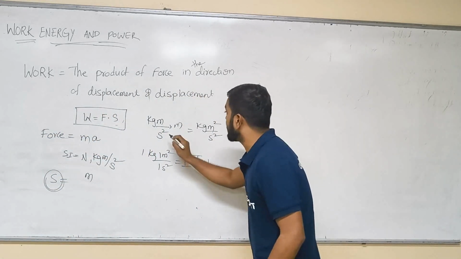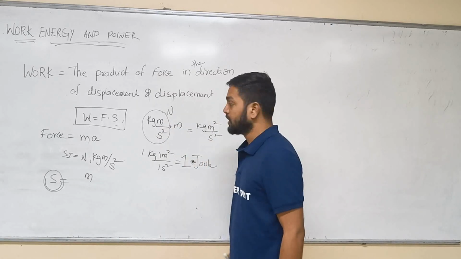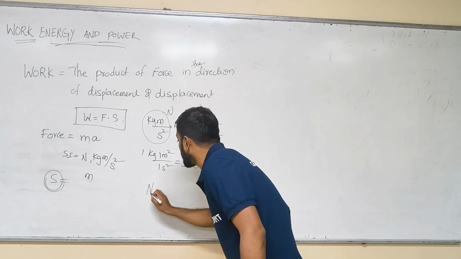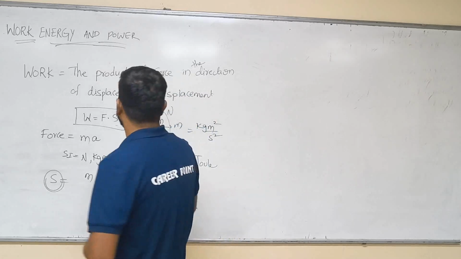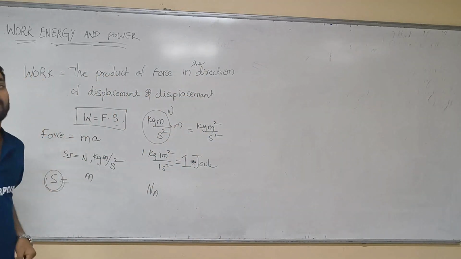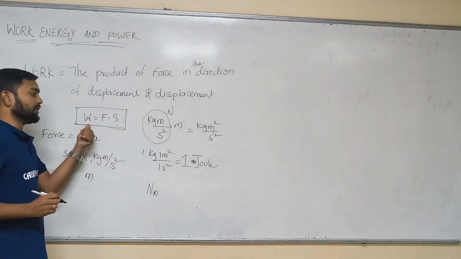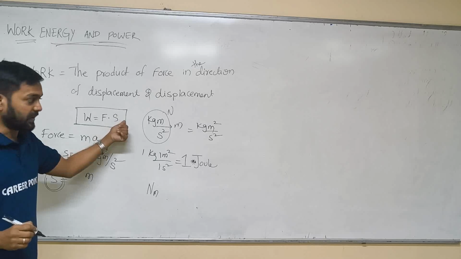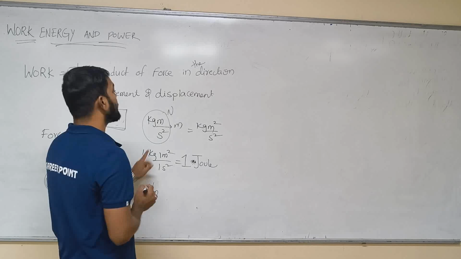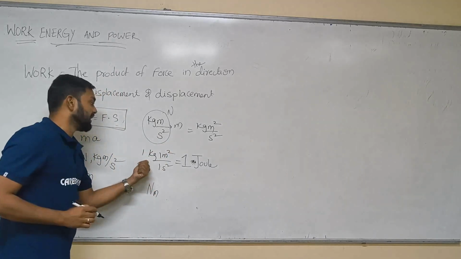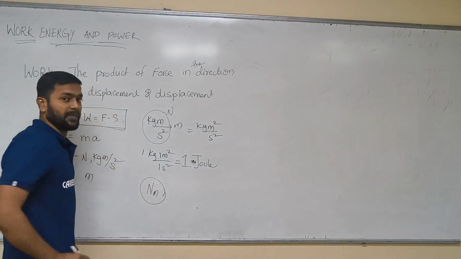Or we can also take kg meter per second square, which is nothing but Newton. So the unit of work is also Newton meter. The work done is the product of the force in the direction of the displacement and the displacement, written as W is equal to force into displacement. The unit is kg meter square per second square, which equals 1 joule, and we can also write Newton meter.